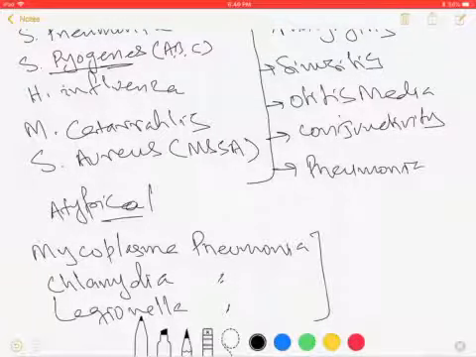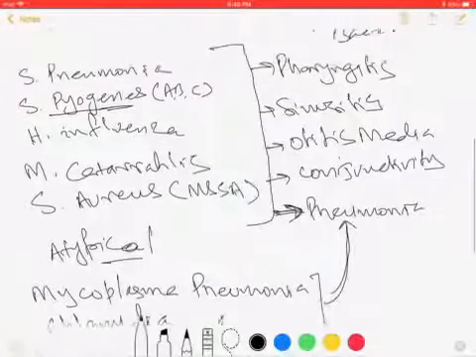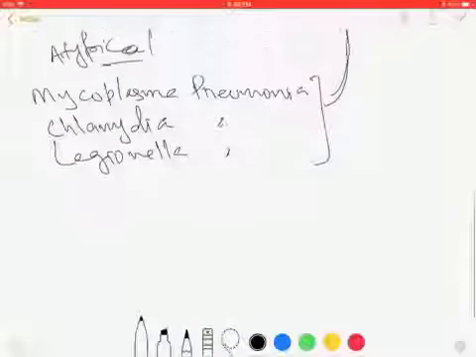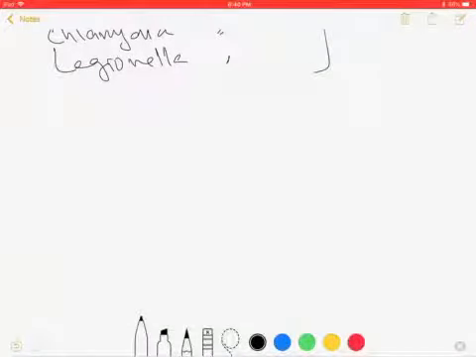And pneumonia is also caused by your atypical. And one of these days we'll talk about pneumonia in more detail. So these are the common bacteria that are covered by azithromycin. So what are the uses of azithromycin?